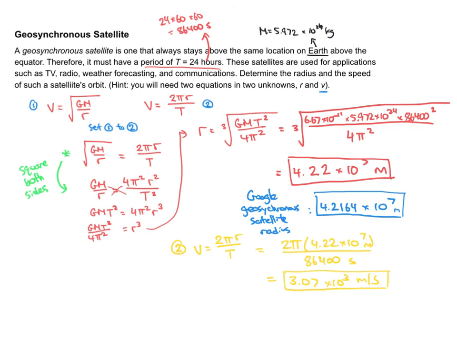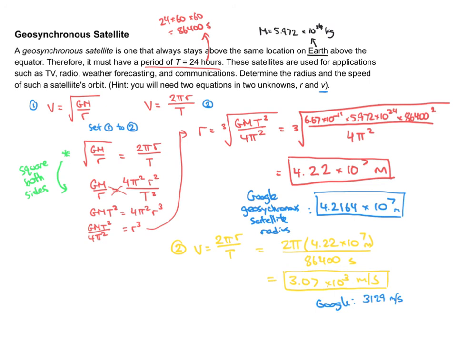And Google is giving me 3,129 meters per second, which to 2 sig figs is still 3.1 times 10 cubed meters per second.